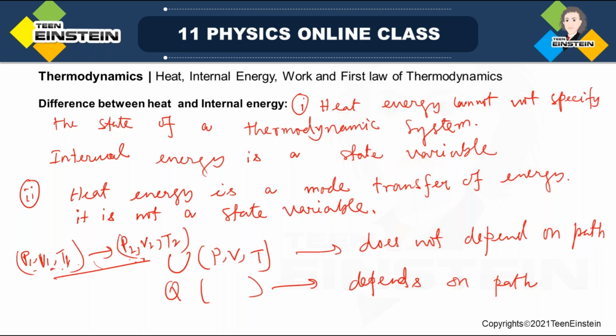Since heat is not a state variable, we cannot say a system has a certain amount of heat. Rather, we can say a system has a certain amount of internal energy. So we can say that a system is supplied a certain amount of heat energy so that it increases the internal energy. Heat energy is always used to supply or transfer from one system to another. It does not specify the state of any system.